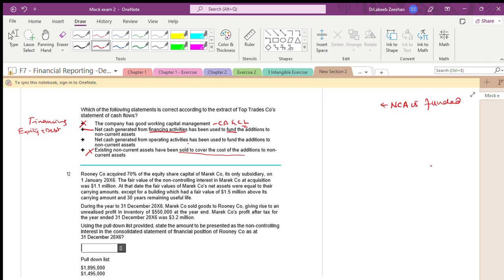Now, we don't use the cash generated from financing. We use cash generated from operating, because in operating activities there will be profits or losses. We take the profits into consideration, we reinvest them, and we consider which one? Non-current assets. Is it right? Answer is B or C. C.